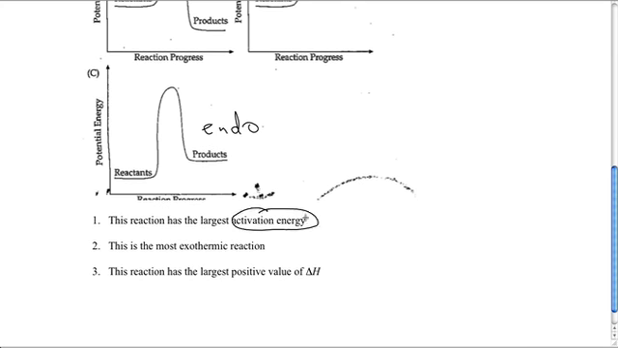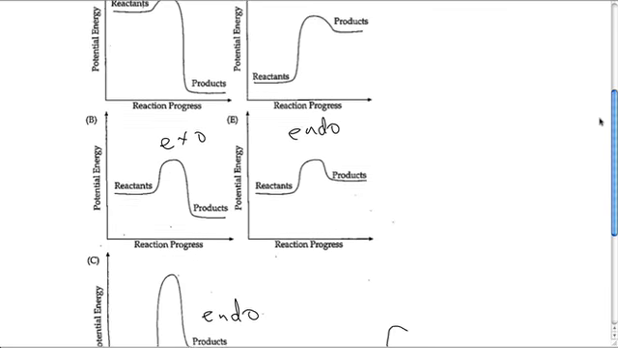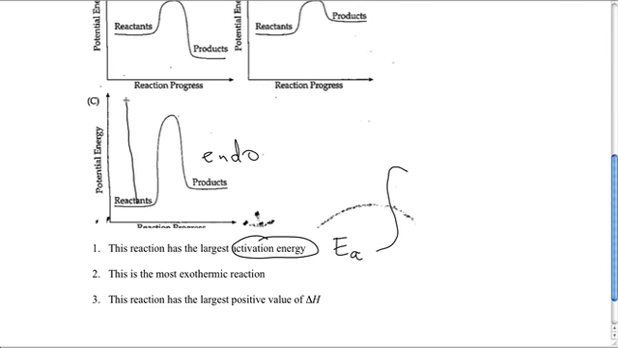Which one has a large activation energy? Activation energy is E sub A. It's the height of the initial hill. The one with the largest activation energy is going to be this one, C.